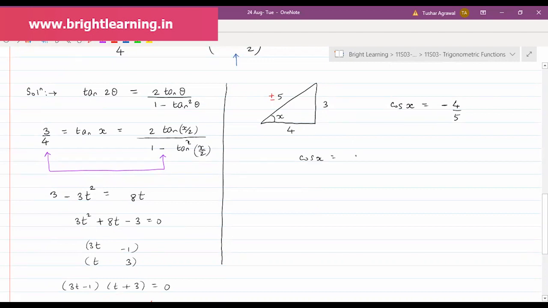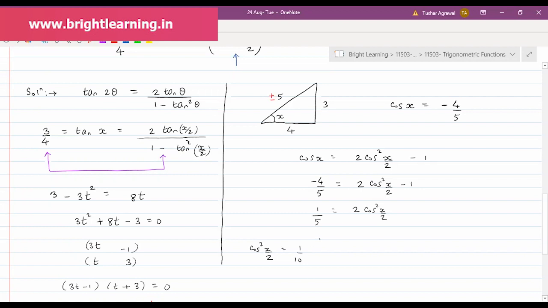Cos x is equal to 2 cos square x by 2 minus 1. So cos x equal to minus 4 upon 5 is equal to 2 times cos square x by 2 minus 1. Rearrange that, 1 goes over here. 1 minus 4 upon 5 is 1 upon 5, which is equal to 2 cos square x by 2. So cos square x by 2 will be equal to 1 upon 10.